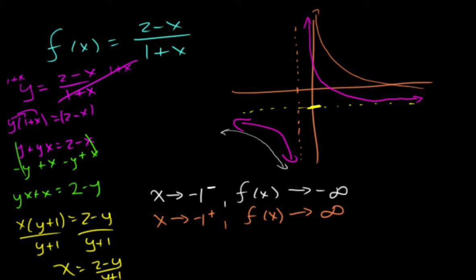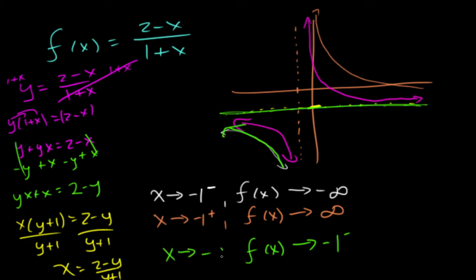Now, if we're talking about the y, so if f of x is approaching negative 1 from the negative side, so now we're talking about this asymptote. So if we're approaching that from the bottom, so we're going this direction, we end up going in the negative infinity direction as far as x goes.